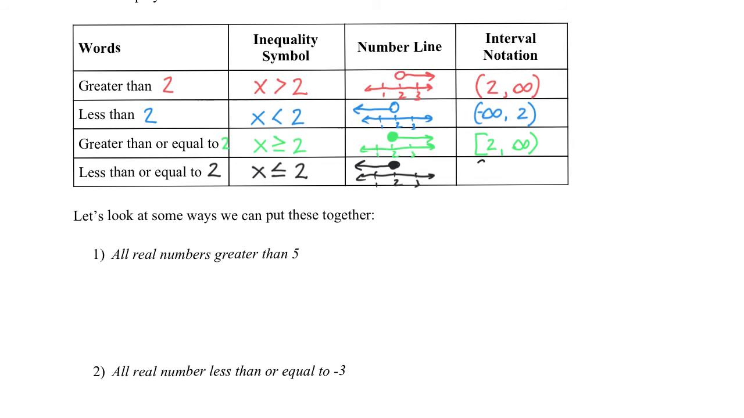And so this time we're going to have parentheses, negative infinity, 2, and this time a bracket. And this says include all the numbers from negative infinity to 2, and this time include 2. So that's what interval notation looks like. Let's do a couple more examples.